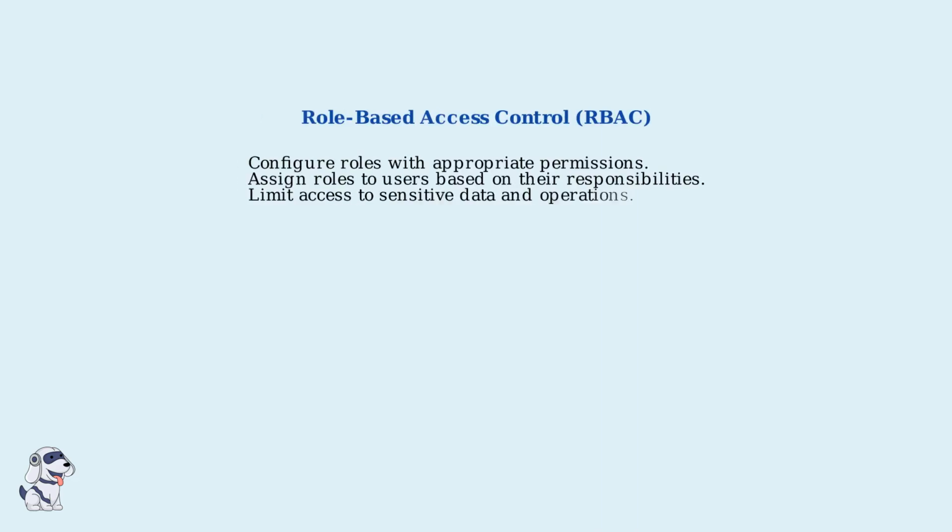Implement role-based access control by configuring specific roles with appropriate permissions in Snowflake. Assign roles to users based on their job responsibilities and the principle of least privilege. This ensures users only access the data and functions they need. For example, analysts might have read-only access to certain tables, while administrators have full control.